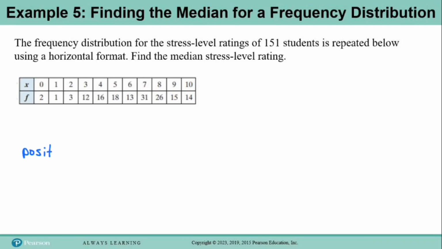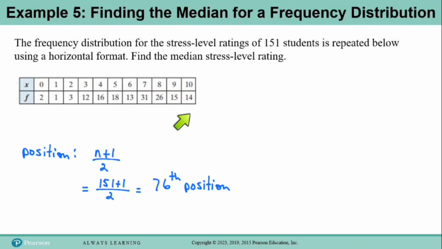So if we use our little position formula, n plus 1 divided by 2, and we know that the frequencies total up to 151, n is 151. And so our formula will give us 151 plus 1 divided by 2. So that's 152 divided by 2, which is 76. So the median is in the 76th position. And now I can hear you saying, but how are we going to know which number is in the 76th position? Well, let's just write out a few values and I think you'll see it.